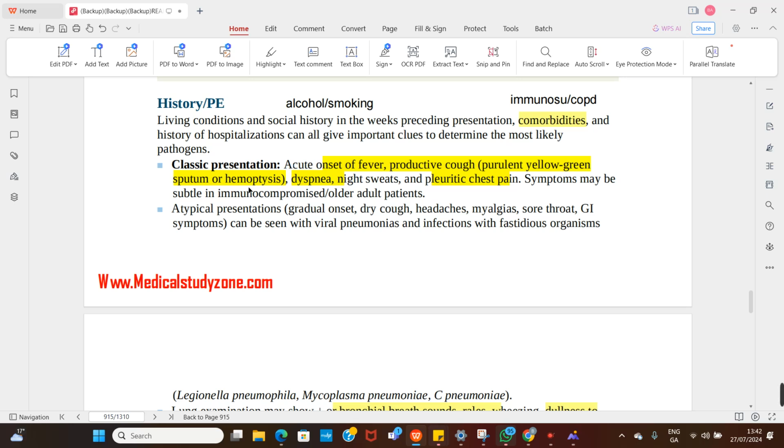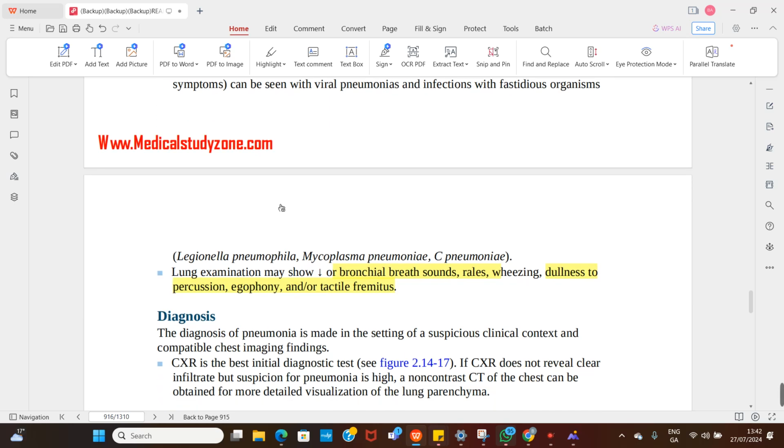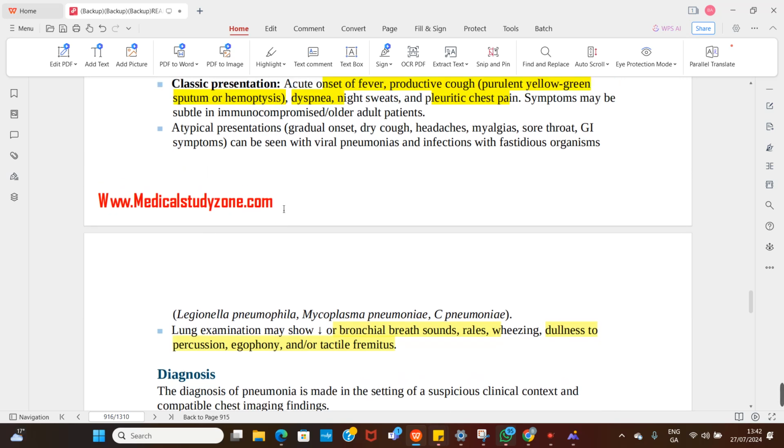And the sputum that you are producing, the color can also tell you about the likely organism. So if it's yellow or green, think about Pseudomonas. If it's dusty brown, you can think about your Strep pneumo and the other one. They can have dyspnea, night sweats, pleuritic chest pain. That's just there. Watch out for the atypical presentation.